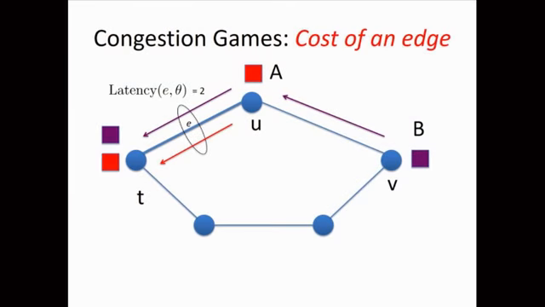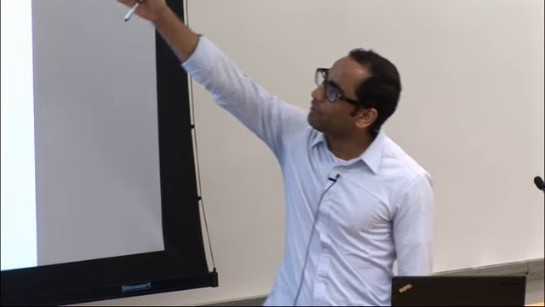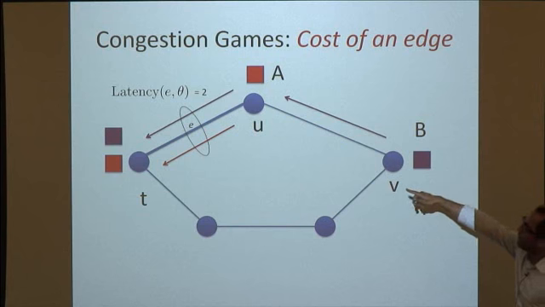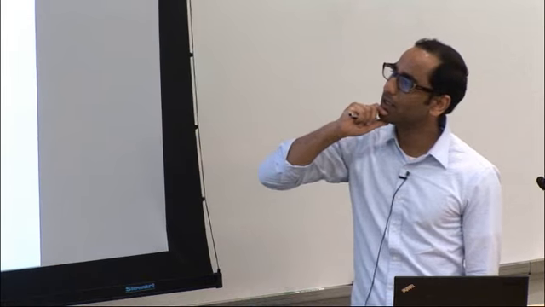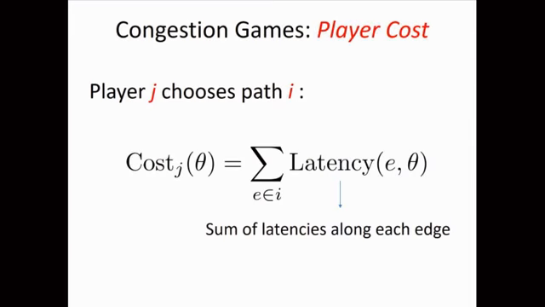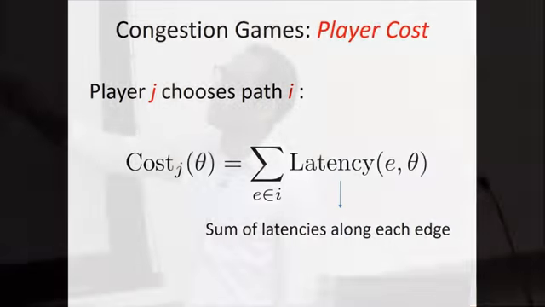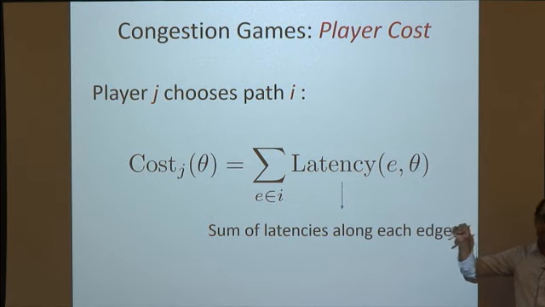Depending upon how people choose their paths, they incur some cost. In this model it's called latency, and the latency of an edge is basically the number of users using this edge. For example, if A decided to use the edge E, then the latency on that edge is 2 because both users A and B are using the same edge. So they incur a cost of 2 on that particular edge. And what is the player cost? What is the objective which every user is trying to optimize? He is going to optimize the latency he sees along each of these paths.